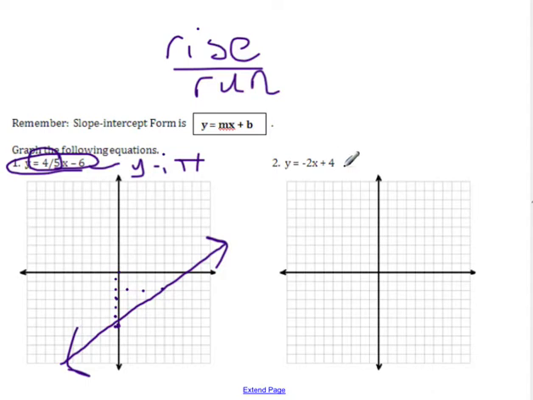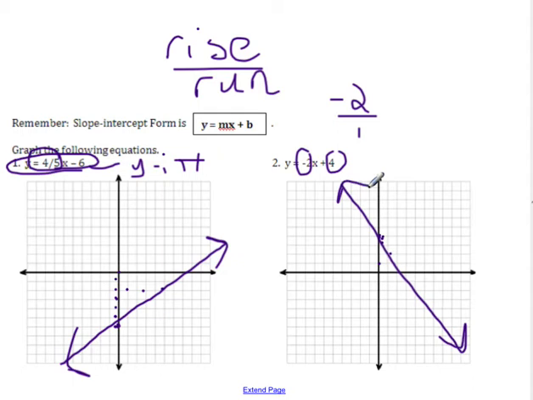Taking a look at number 2, we're crossing the y-axis at 4. So we're going to go up 1, 2, 3, 4, and plot that point. And then we're going down 2 over 1. When you have something like this, that -2 is the same as -2 divided by 1. So our slope is down 2, right 1. So we're going to plot that line right there.